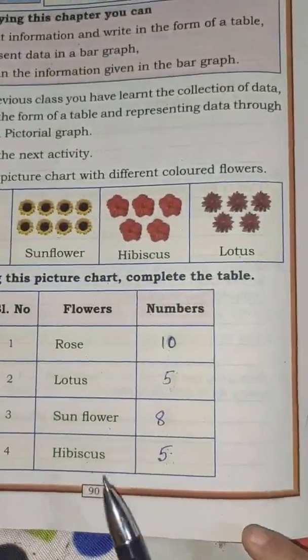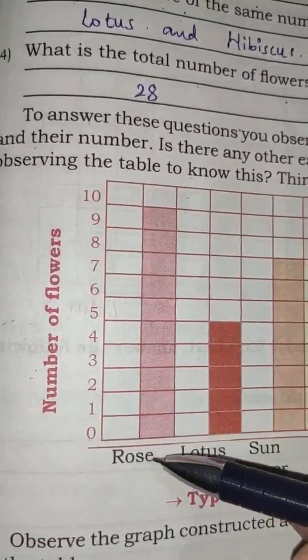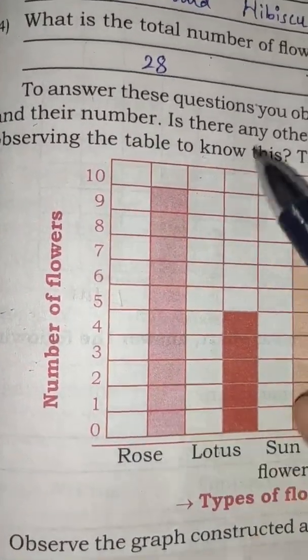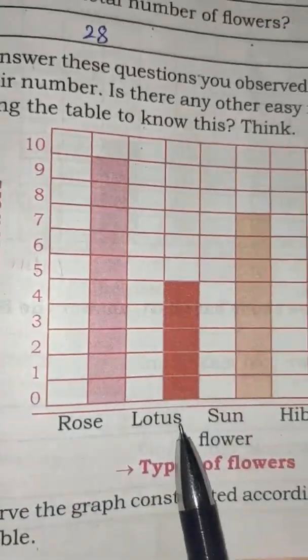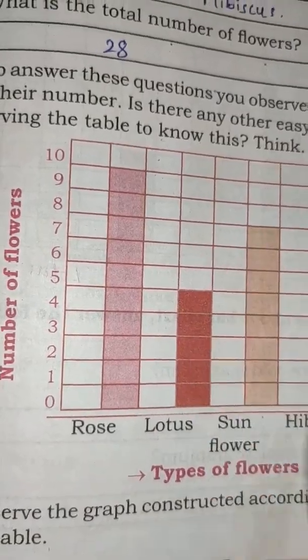So here you can see that we have the table, but here we can easily see that the total number of roses is 10. Okay, and lotus, it is 5. Sunflower, it is 8.